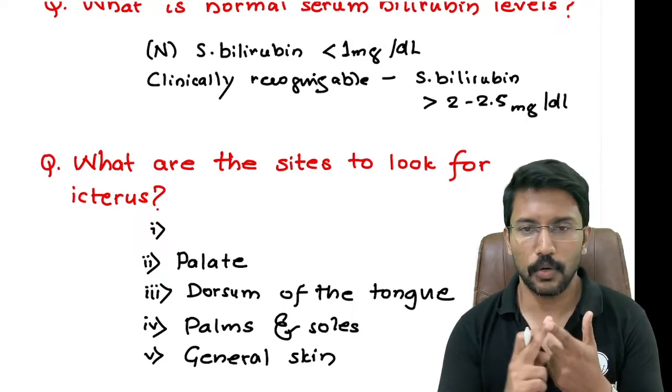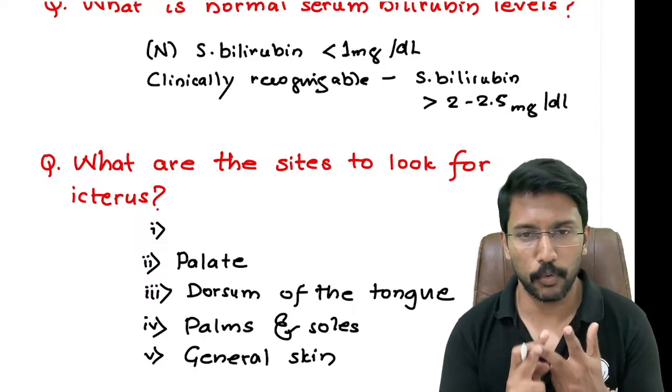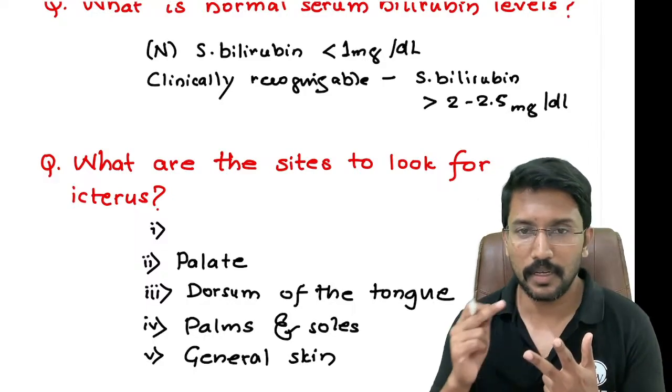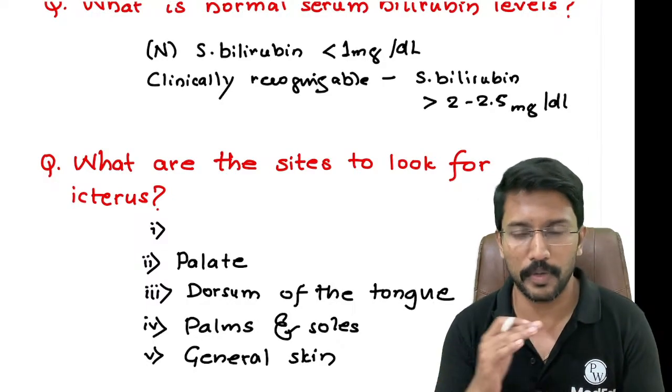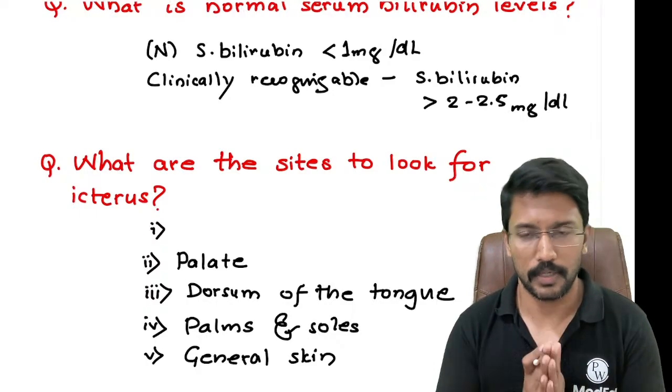Okay. So what is jaundice? Yellowish discoloration because of deposition of bilirubin. It becomes clinically recognizable when the serum bilirubin level is more than 2.5 milligrams per deciliter.